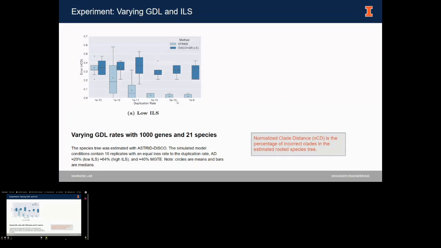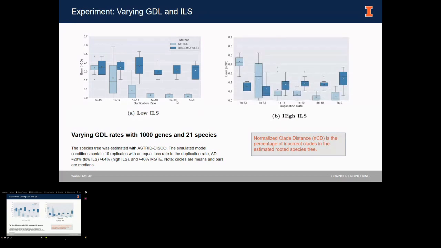So here we examine the high ILS case, and the trends of the methods in isolation are very similar here. We continue to see STRIDE increasing in accuracy, dropping off in error as the duplication rates increase, and we see a relatively consistent performance from DISCO+QR. However, the biggest note here is that the error is much lower overall for DISCO+QR, whereas there's maybe a slight increase in error for STRIDE, as you can see in a couple cases.